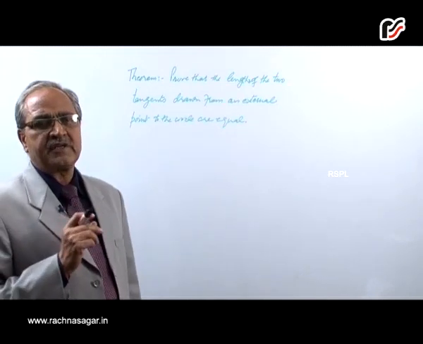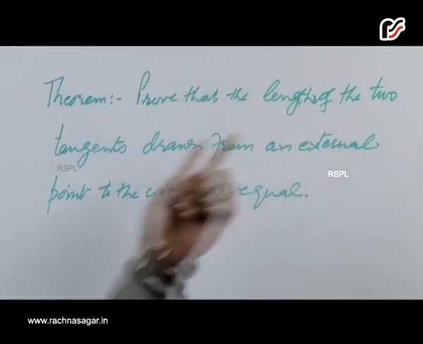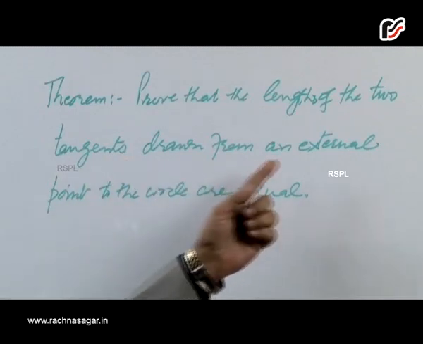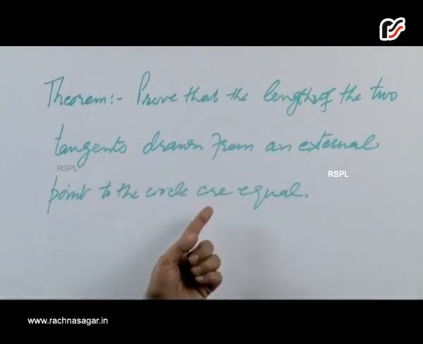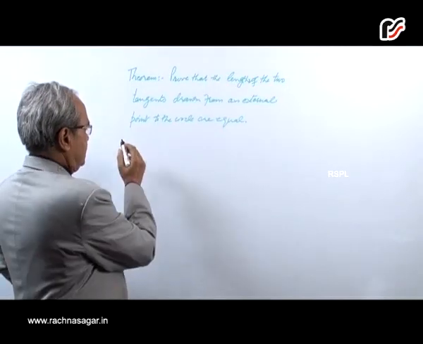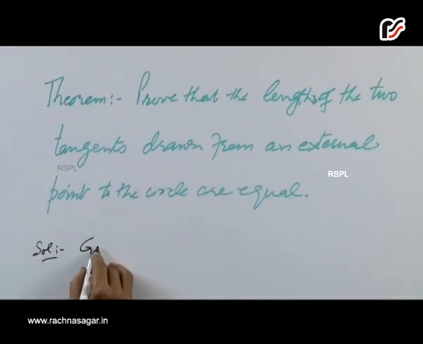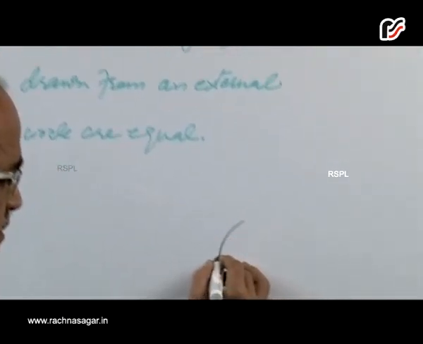Let's take an important theorem. Prove that the lengths of the two tangents drawn from an external point to the circle are equal. Solution: we will take the given. First we will draw the figure.